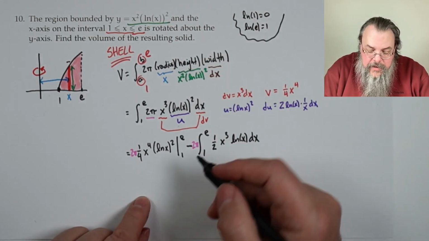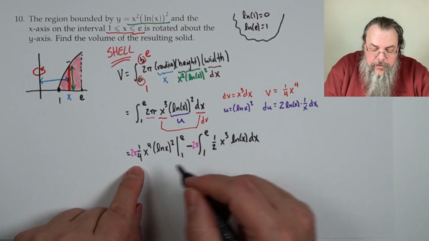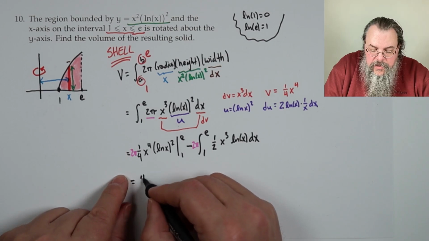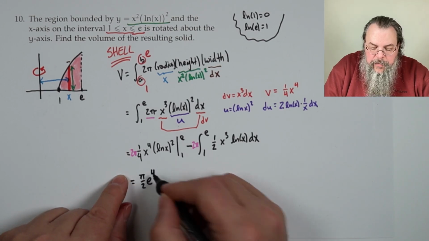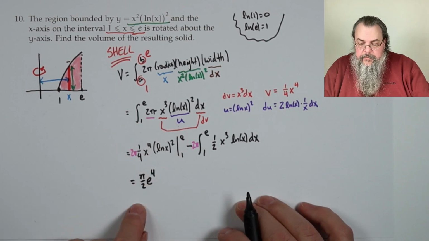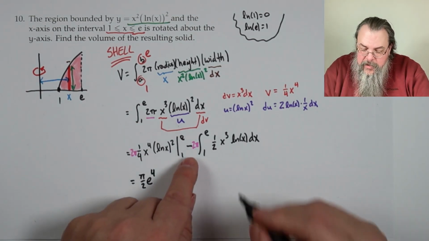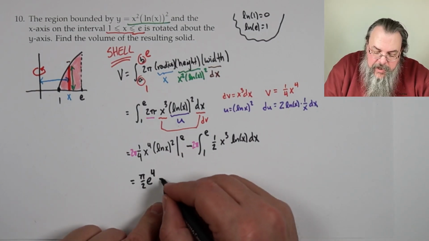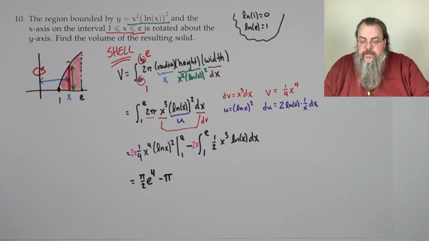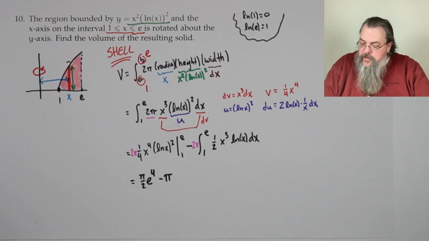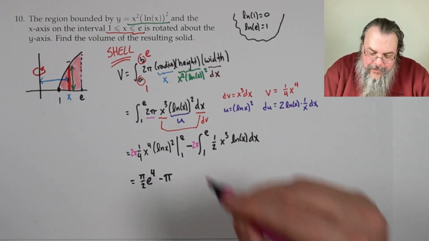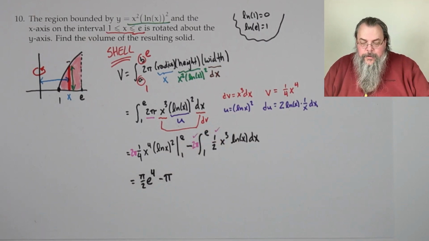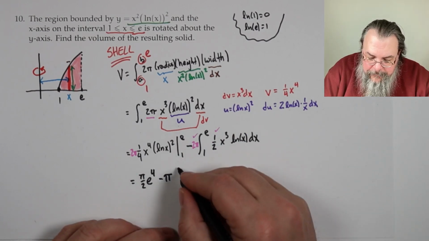Okay, and so what's left? Well, we have the 2 divided by 4 makes a pi over 2 e to the 4th power. Okay, so that's that part. And then here, minus, and we can bring the half out, so minus pi, and now that accounts for, just to be clear, that and that. Okay, and then we need to do this again.